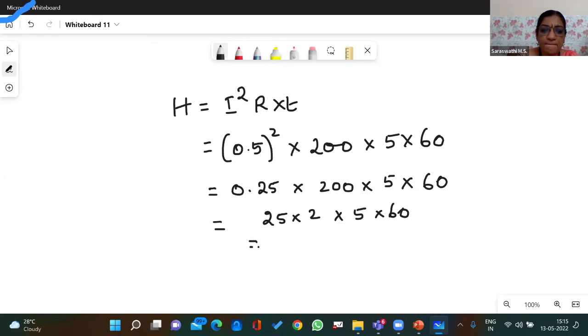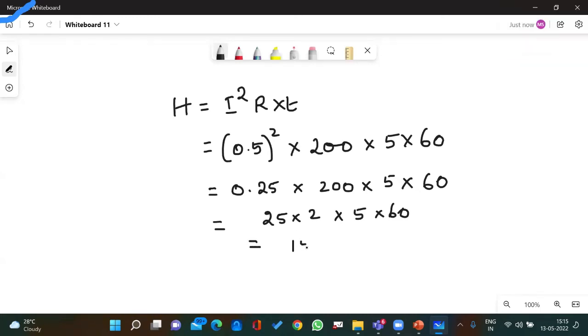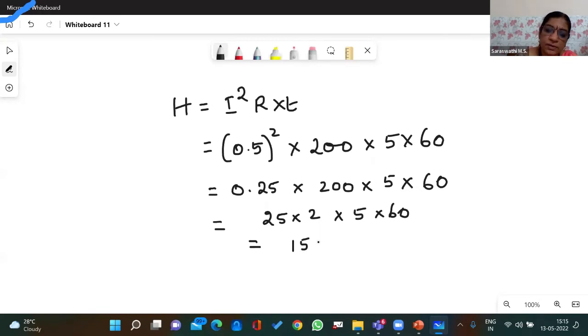So what will you get? 15,000 joules, or 15 kilojoules. Yes. So this is how. See, when you express time in seconds, you get the answer in joules. Okay.